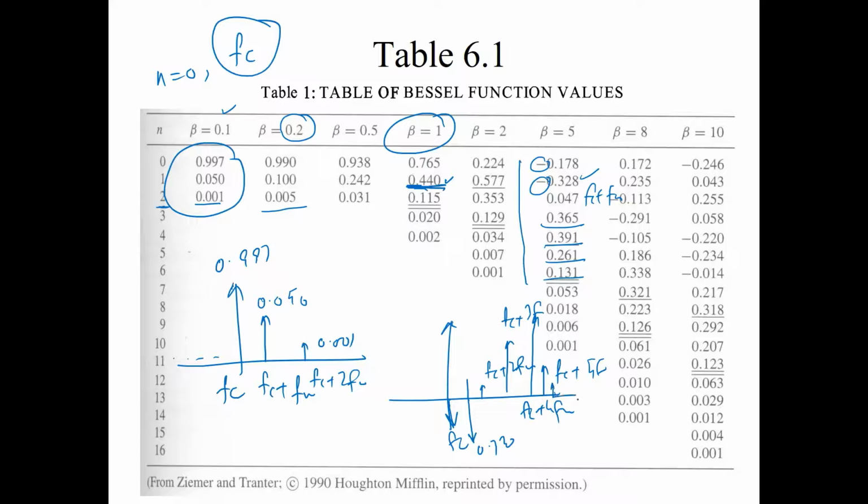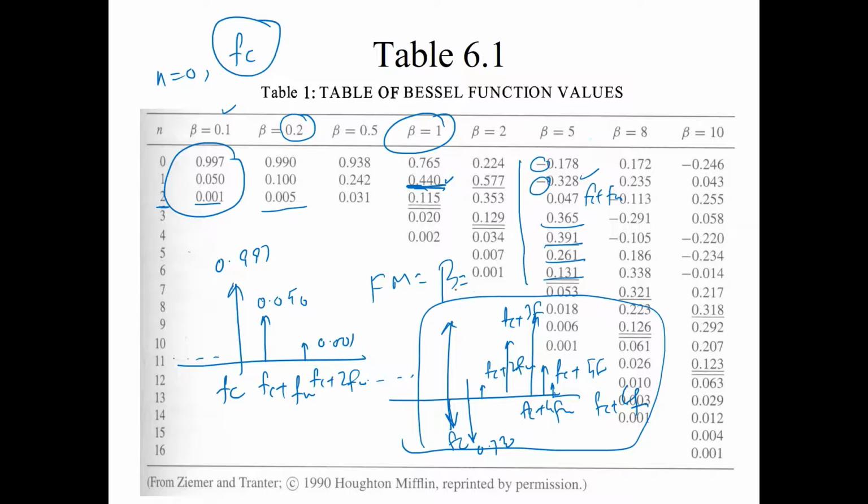0.131, a lesser component, fc plus 6fm. And similarly the negative spectrum. So this is basically the spectrum of the FM modulated signal when beta is 5, just up to 6 Bessel function values. And the difference between them will be governed by the message.